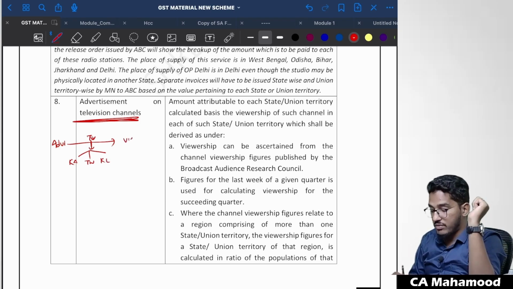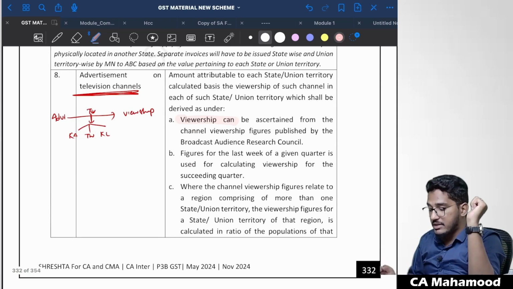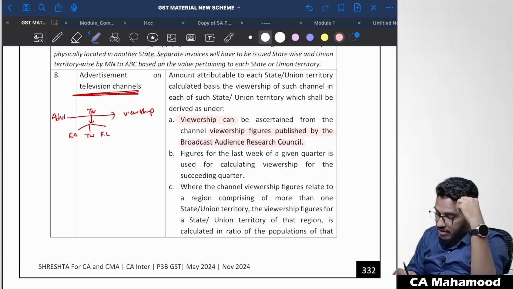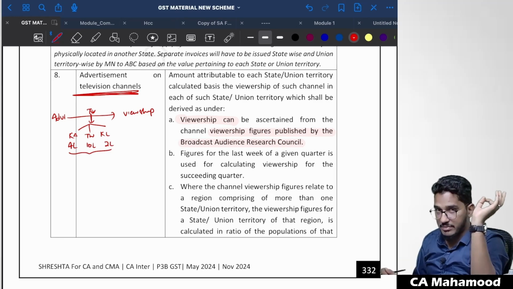You have to divide it on the basis of viewership data. Sir, where can I get this viewership data? Viewership data will be ascertained from viewership figures published by the Broadcast Audience Research Council, BARC. In that council, viewership data will be there. For example, Karnataka is having 4 lakh viewers, Tamil Nadu is having some 10 lakh viewers, Kerala is having some 2 lakh viewers. In this ratio, the entire value has to be divided and accordingly the place of supply will be there.